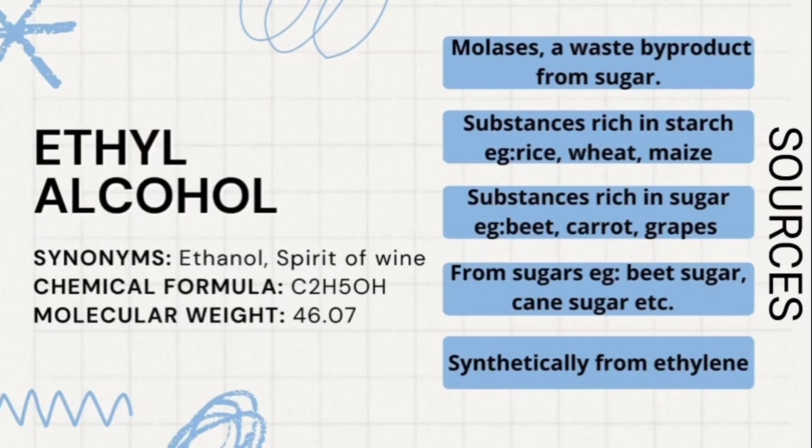The sources that are used for preparation of ethyl alcohol are molasses, which is a waste byproduct from sugar production, substances rich in starch, for example rice, wheat and maize, substances rich in sugar, for example beet, carrot, grapes, from sugars, for example beet sugar, cane sugar, and synthetically from ethylene.